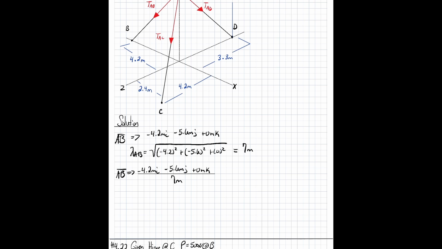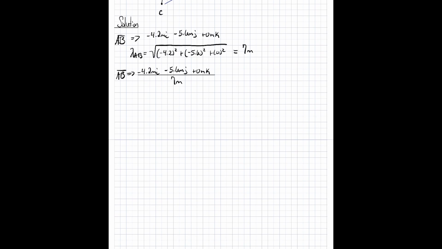Go ahead and add me a page. Okay, so now we're going to do the same thing for AC. Oh, that's AD. How about AC? There we go. Alright, so for AC, we have 2.4 meters in the I, minus 5.6 meters in the J, and a positive 4.2 meters in the K direction.